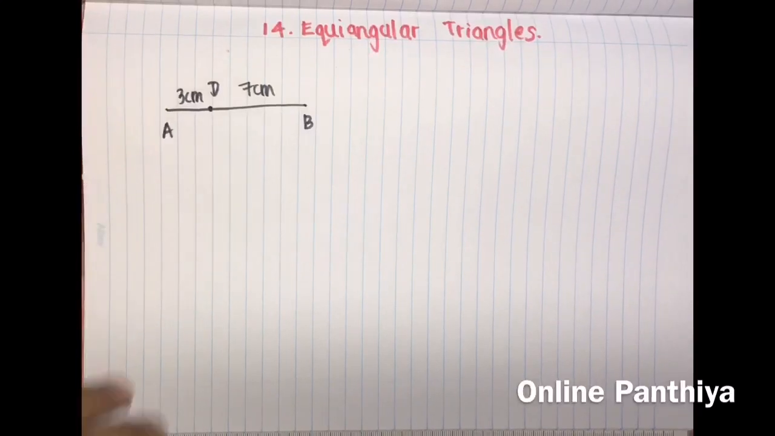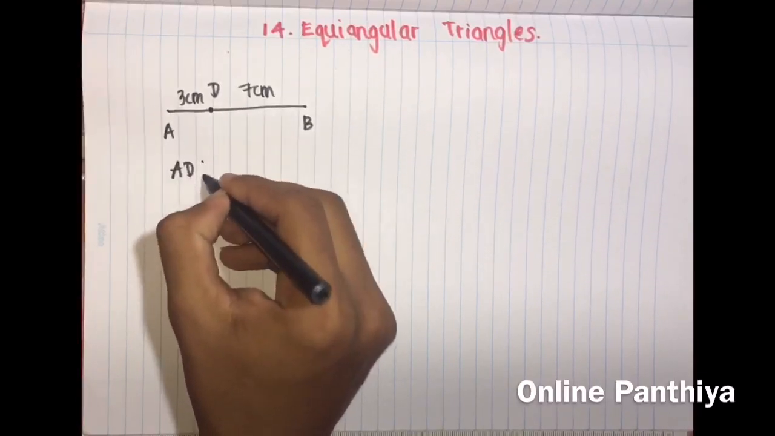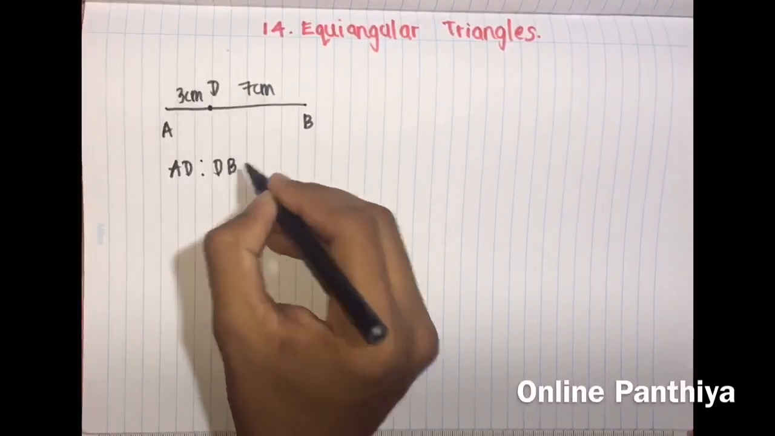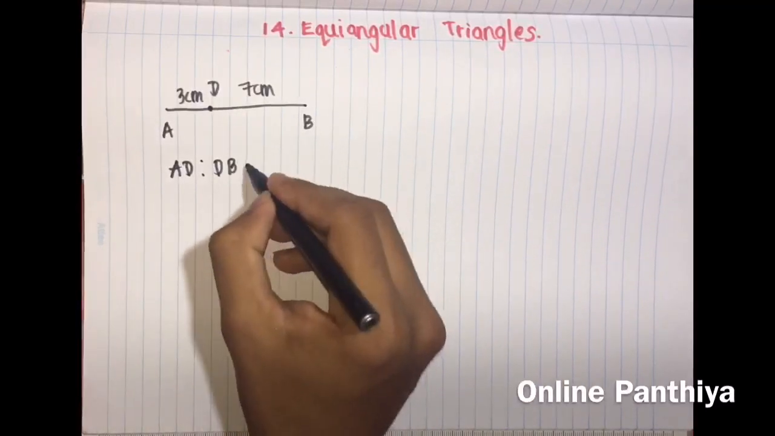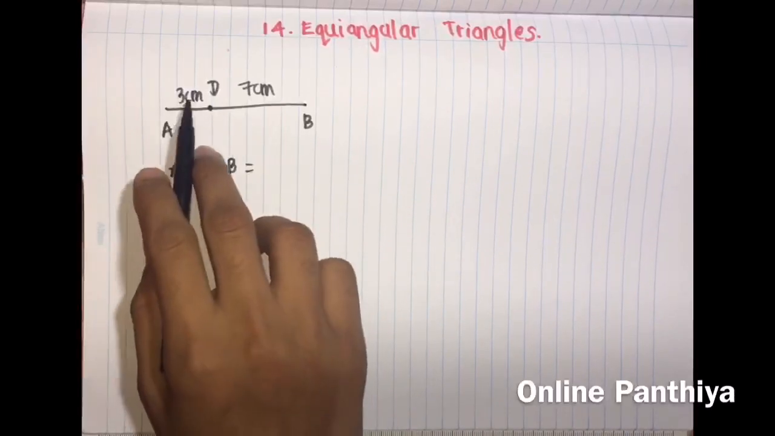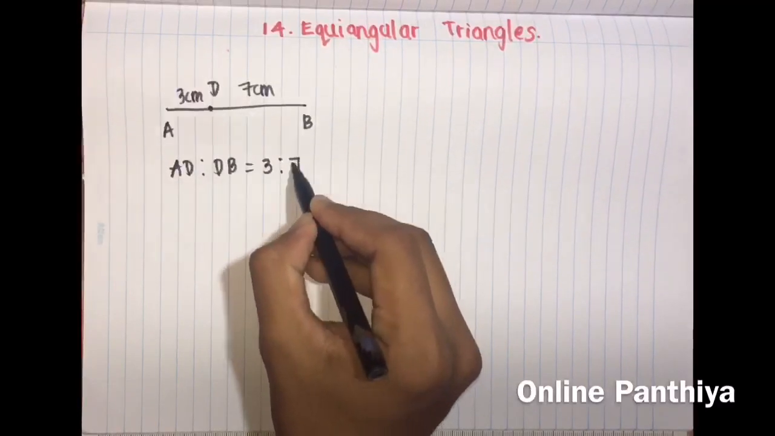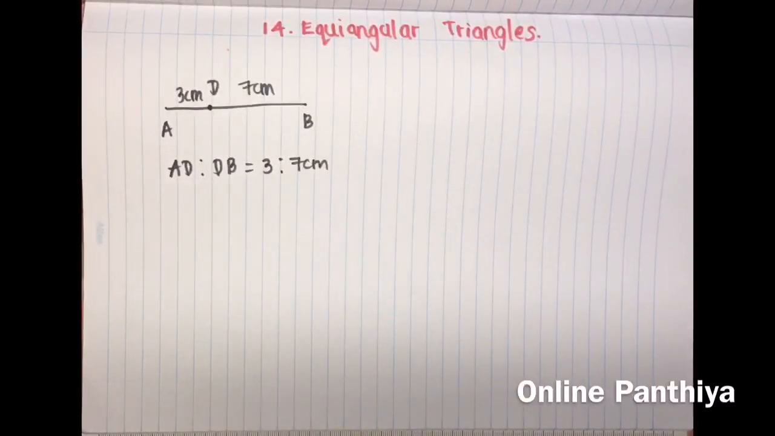Now you should know how to write it in ratio form, that is, the lengths and their values. Listen here. I'm going to write the ratio between AD to DB. If you find the ratio of these two lengths, it is 3 is to 7 centimeters. You also should know that a ratio is always written in the smallest form.